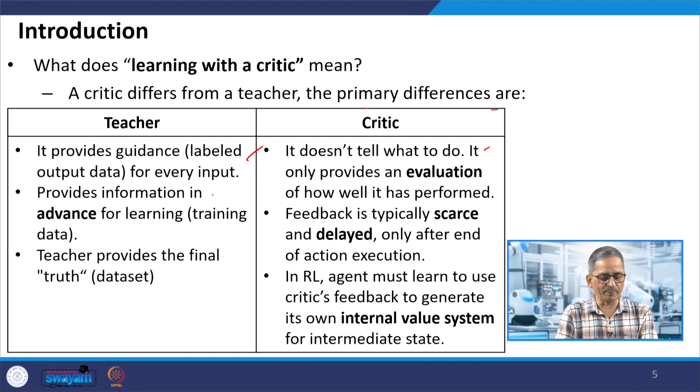The teacher provides information in advance for the learning, whereas in the case of a critic, the feedback is typically scarce and delayed, only available after the end of action execution. The teacher provides the ground truth or the data set, whereas in reinforcement learning, the agent must learn to use the critic's feedback to generate its own internal value system for the intermediate states.